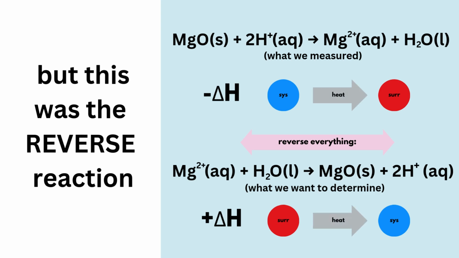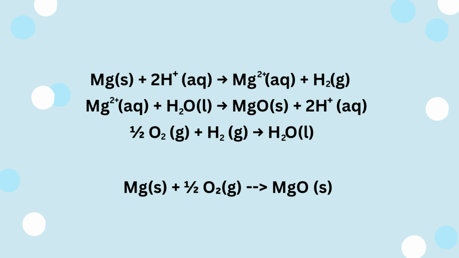But remember that we performed the reverse reaction of the reaction we wanted to determine the enthalpy for. So everything has to be reversed, including the sign of enthalpy. This means that the enthalpy of aqueous magnesium ions reacting with water to make solid magnesium oxide and aqueous hydrogen ions is positive or endothermic. Finally, we measured half oxygen gas reacting with hydrogen gas to make liquid water and found that the change in enthalpy was negative.